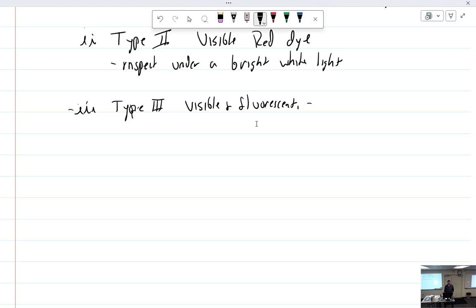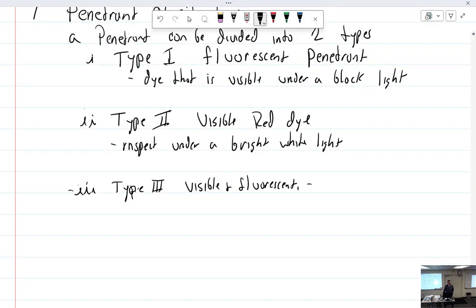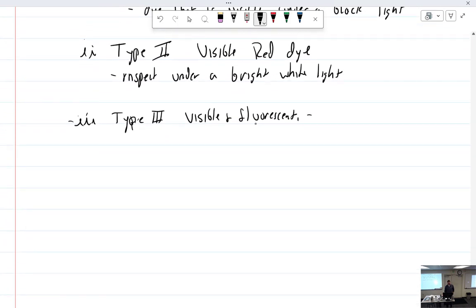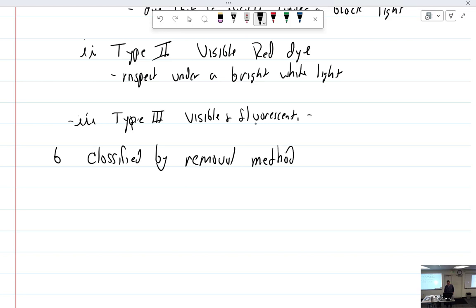All right, so first we're going to define it by type, fluorescent or non-fluorescent. Which one is better? Fluorescent is better, at least in aviation, and we'll get into that. Then it is classified by removal method.